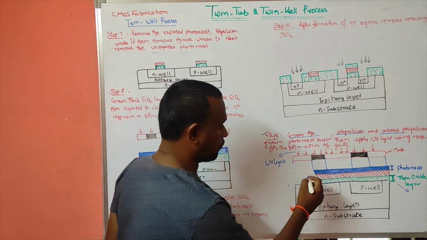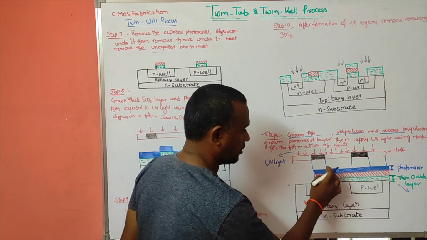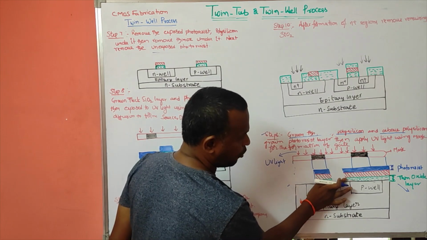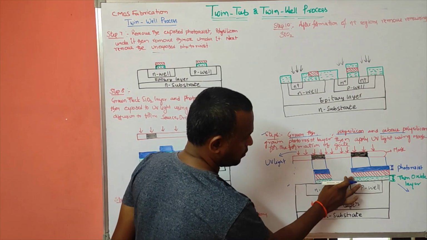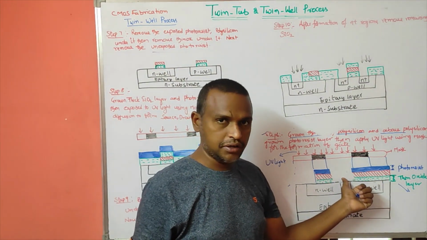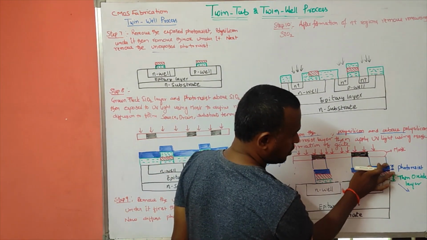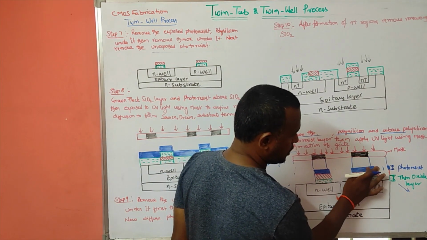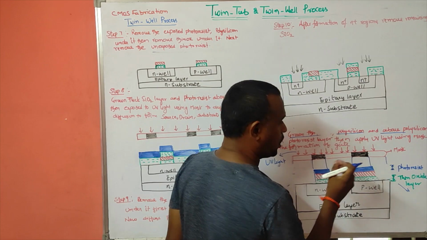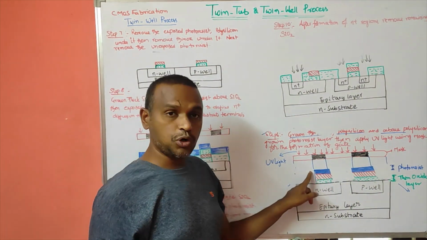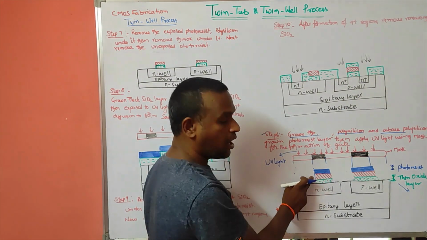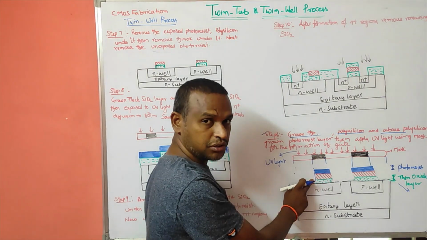Okay, if I remove that one, the remaining thing that is present here and here is also an exposed photoresist, and I am removing the polysilicon under it also. I am removing the exposed photoresist and the polysilicon under it. Next one here also is exposed photoresist and polysilicon under it. So the only remaining part is the unexposed photoresist, with polysilicon under it, and under that the thin oxide.